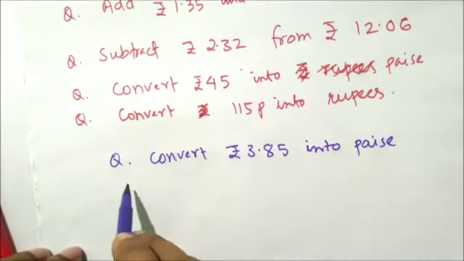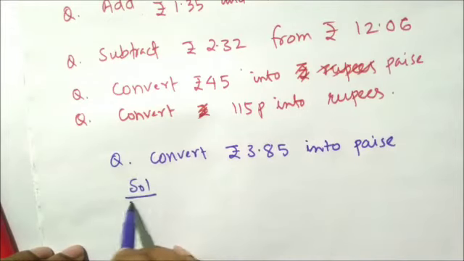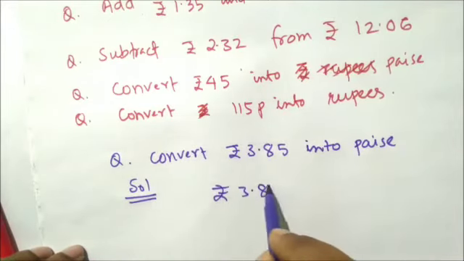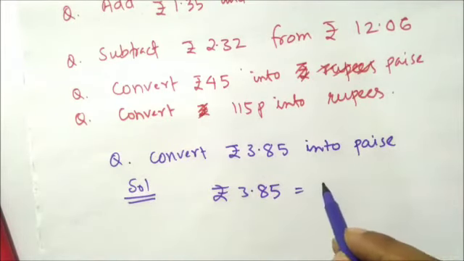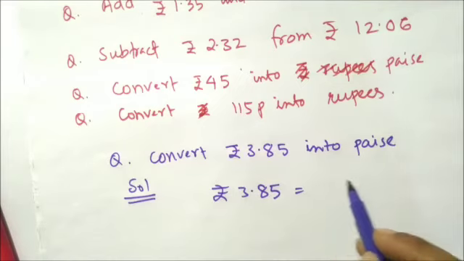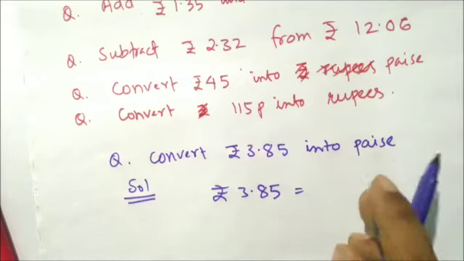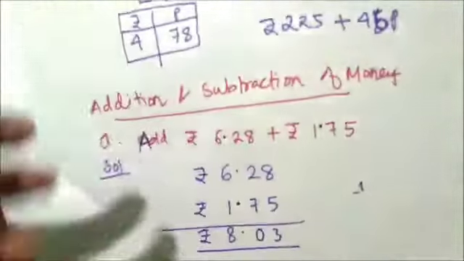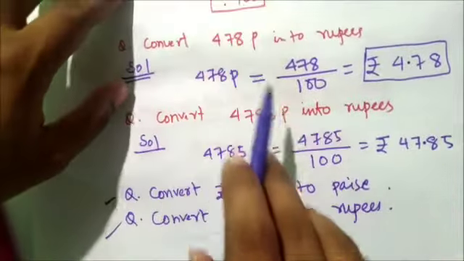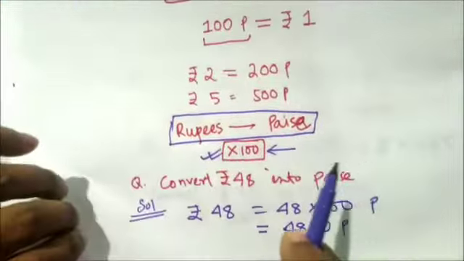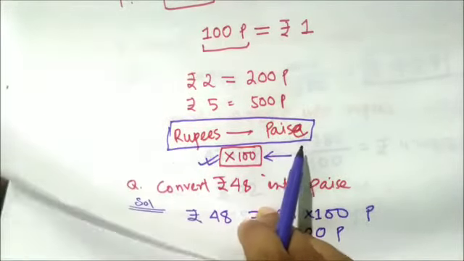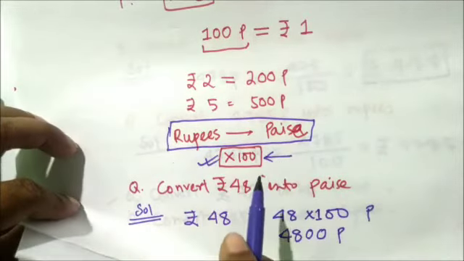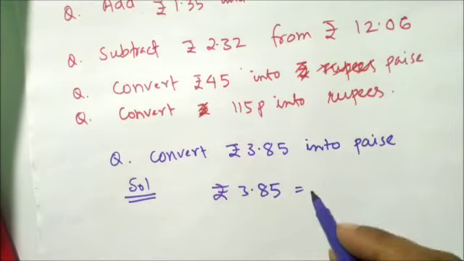In that case, the very simple thing you need to do with rupees 3.85 is just multiply by 100. Because I told you in the very beginning of this video, whenever you are going to convert from rupees into paisa, you need to multiply by 100. From rupees into paisa you need to multiply by 100. Here also it is rupees into paisa, so we multiply by 100.